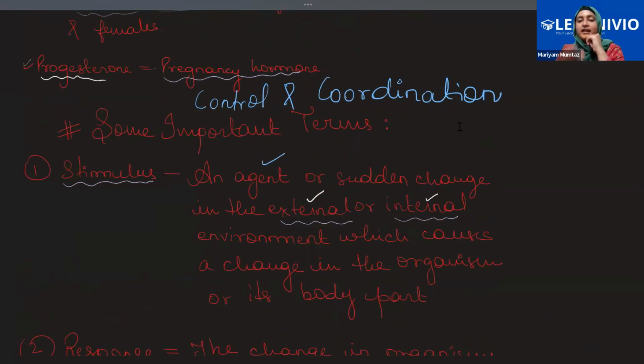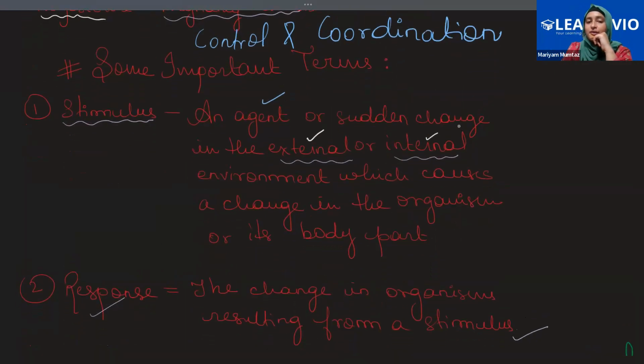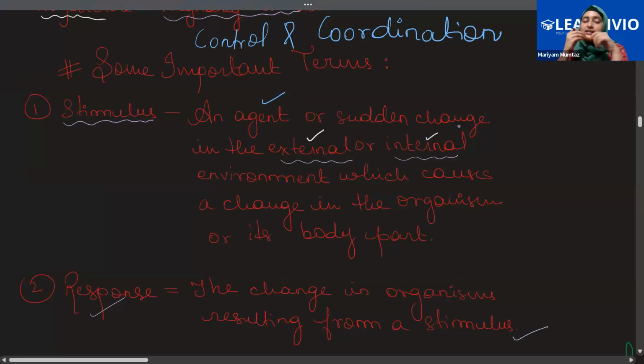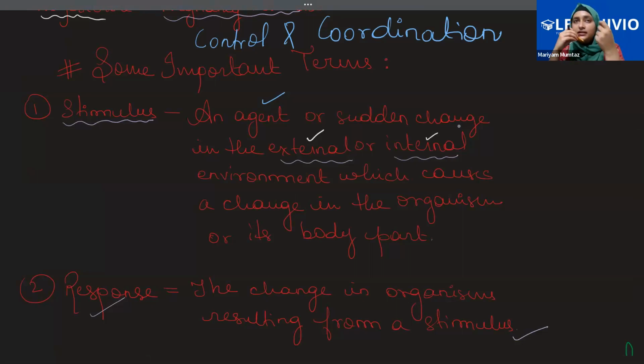Very good. Exactly. Whatever response is produced by our body is actually to a stimulus that has been provided to us. So when we talk about the stimulus, it is an agent or a sudden change in the external or the internal environment, and this causes a change in the organism or its body part. That is what we call a stimulus, meaning a very quick change that occurs, and because of this we produce a variety of responses.